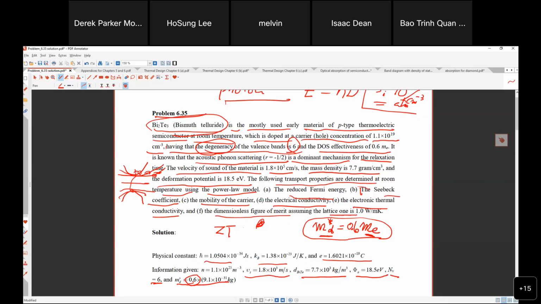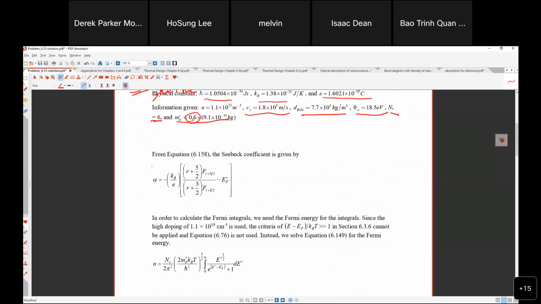Assuming the lattice thermal conductivity is 1, which we will study next hour after the exam. So the dimensionless figure of merit is alpha squared sigma over ke plus k lattice. The lattice one is given. Once you have the three properties, you can calculate. That's what we want to compute.